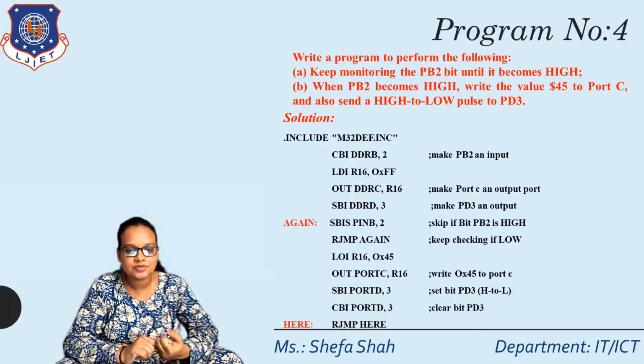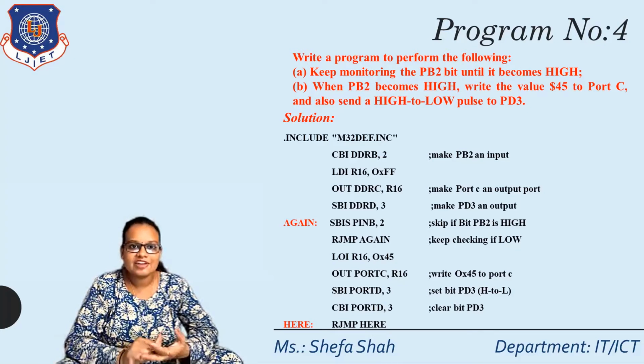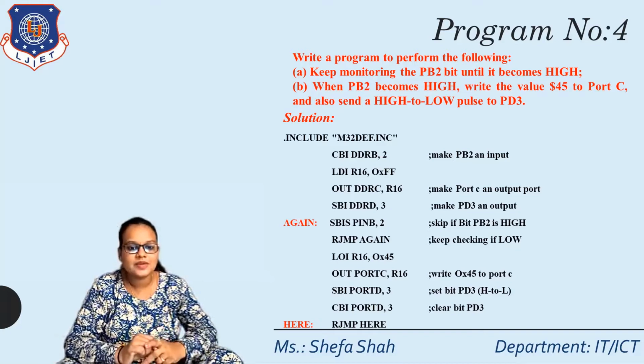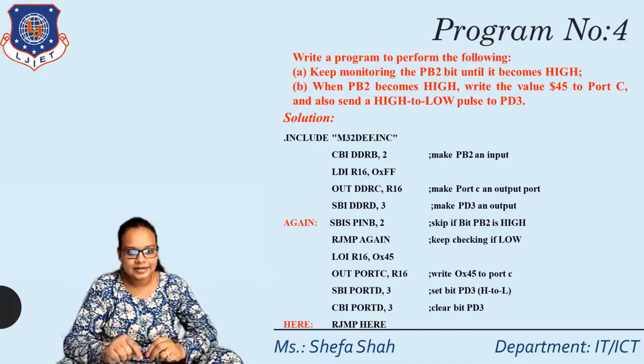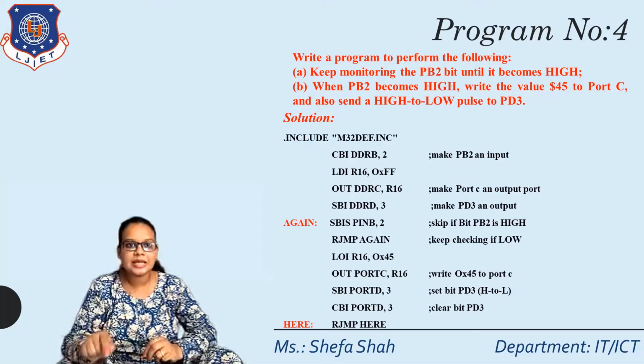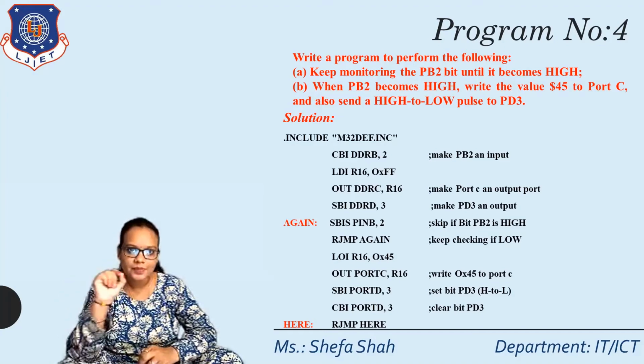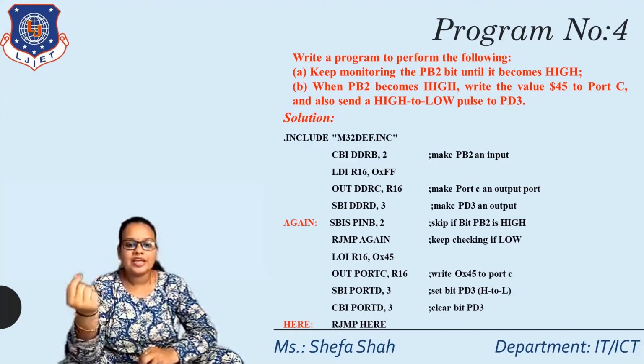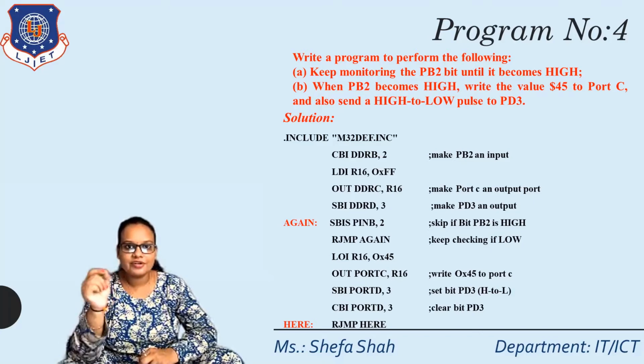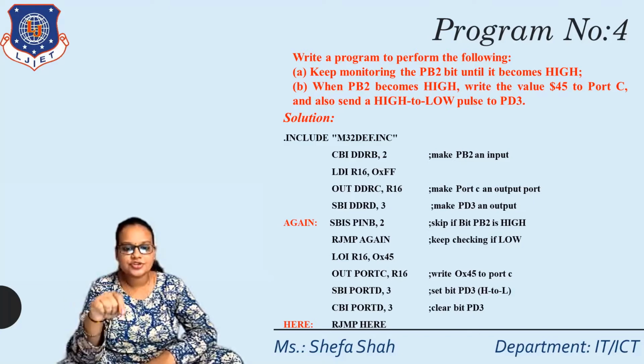So the PIN instruction will be used. So we will check if it is set or not using the SBIS instruction. If it is set, then we need to skip this particular instruction, that is rjump again, right? But if it is low, that means it is 0, then it will continuously monitor that particular bit. So the rjump instruction will be executed. Now if it is 1, rjump will be skipped and the next instruction will be executed.